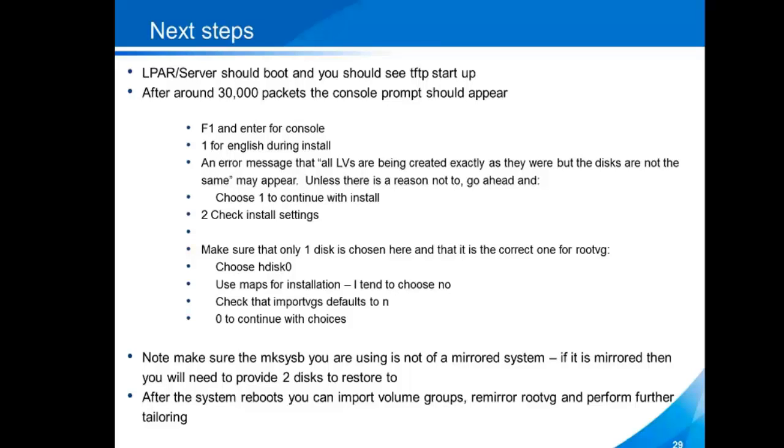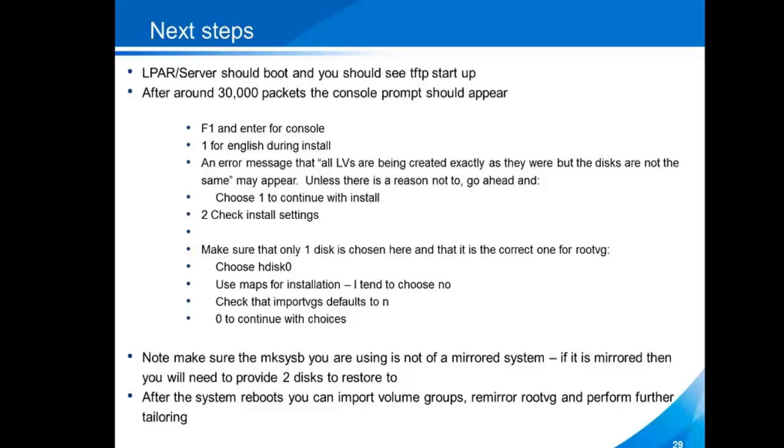I never assume that the install settings are correct, so I will go and check the install settings. I make sure that only 1 disk is here and that it's the correct one. Now, if you're restoring a mirrored system, and you didn't do an image data, then you're going to have to pick 2 disks to restore to. But you pick, in my case I chose hdisk0, you would choose whichever hdisk really matches up with the one you want rootvg to go to. And I don't tend to use maps for installation. Most of the things that are there, once I've got the right disk, I just select 0 to continue.